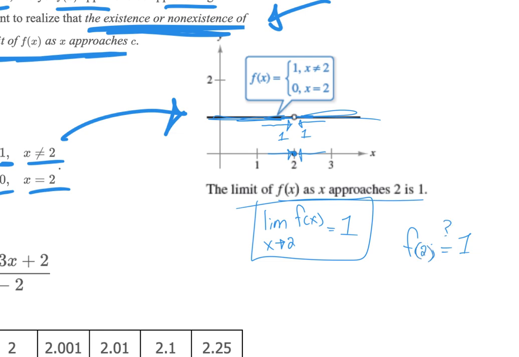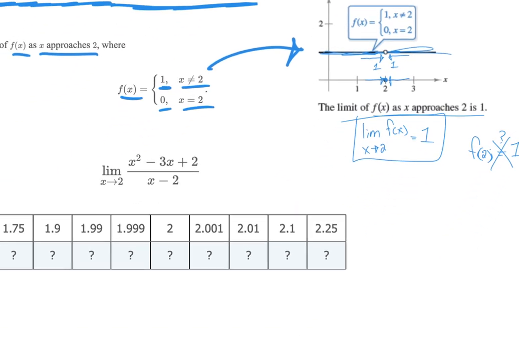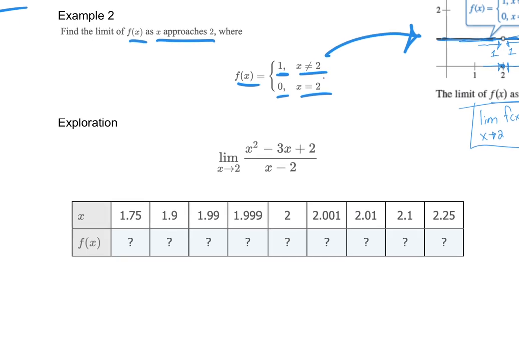No, it does not. These do not equal each other. But again, from our note above, that does not matter. So let's take a look at this one. Limit as x approaches 2, x squared minus 3x plus 2 over x minus 2. I would like you to do that problem on your own.